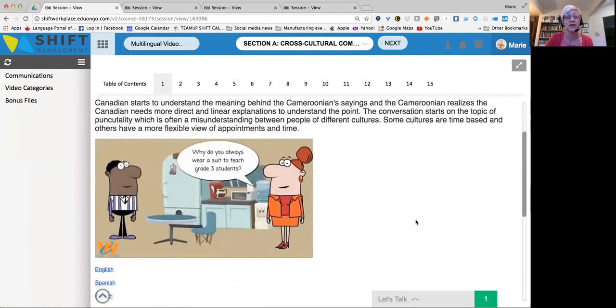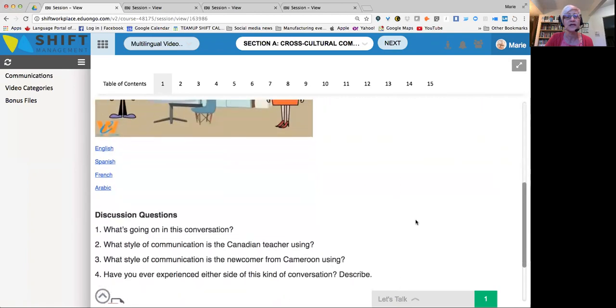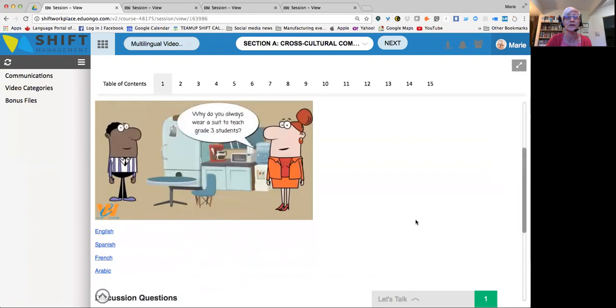Now, there are some discussion questions that go along with this, so whoever you're showing it to, you can discuss these questions, and probably you'll think of some more. So this one is what's going on in this conversation. It's helpful to hear people's perspectives on that because they may have different ideas about what's going on than you think. And what style of communication is the Canadian teacher using, and what style of communication is the newcomer from Cameroon using, and have you experienced either side yourself? So please describe. That can make for a very good discussion if you bring that up.